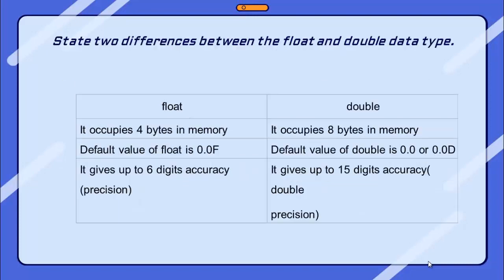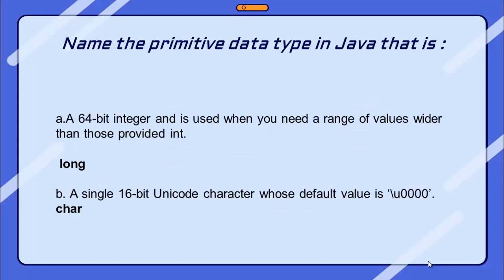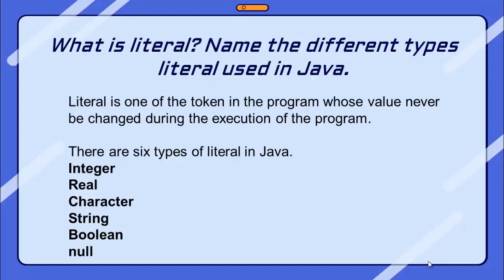Difference between double and float data type. Float occupies 4 bytes, double occupies 8 bytes. Default is 0.0f for float, 0.0 for double. Float gives up to 6-digit accuracy, double gives up to 15 digits accuracy. Long is a primitive data type in Java, a 64-bit integer, and is used when you need a range of values wider than those provided by int. A single 16-bit Unicode character, that is \u, is char.